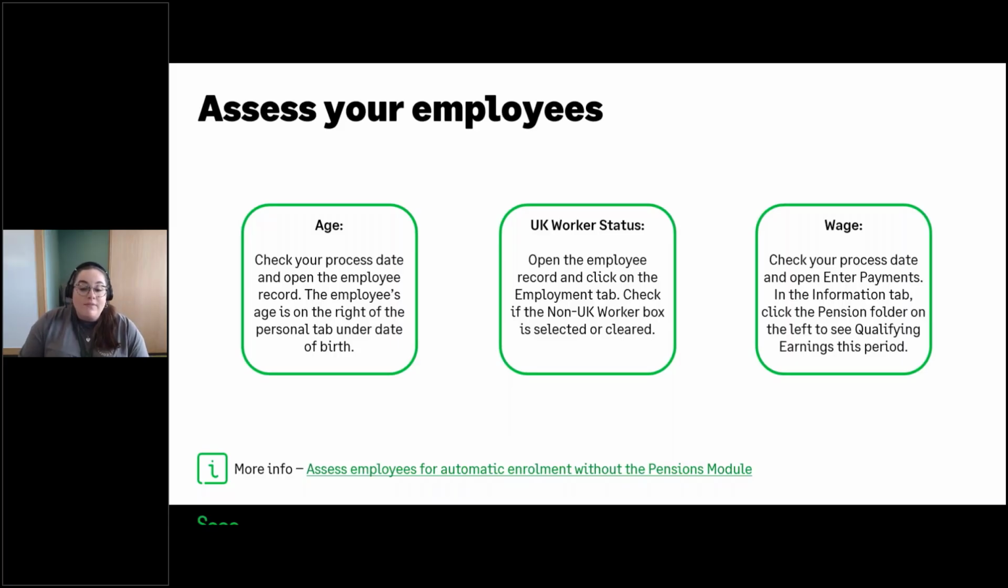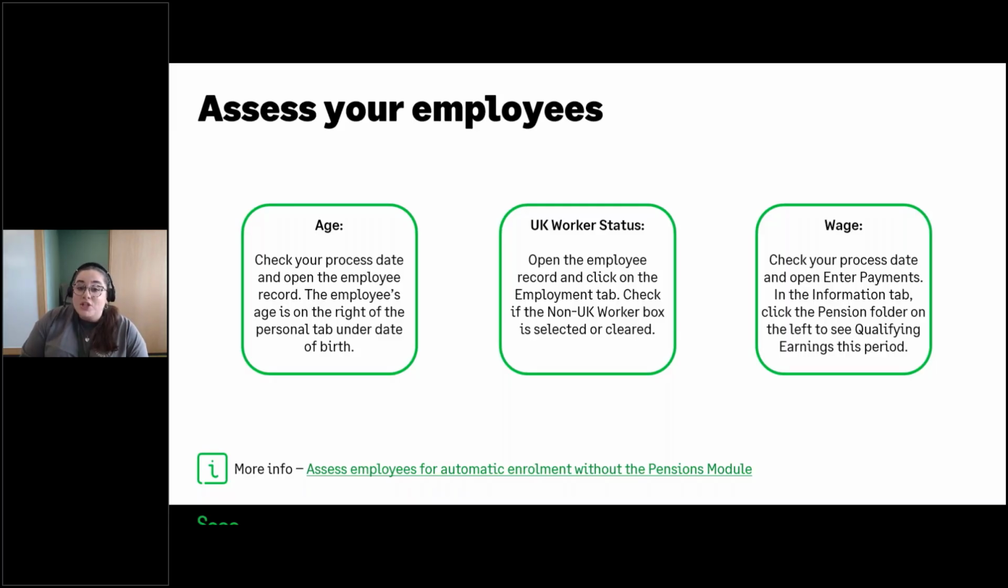If you didn't have the pensions module and you were manually assessing them, to check their age, you would just be able to check your process date. In the employee's record, you do have the age on the right-hand side of the personal tab. Same with the UK worker status, that'll be in the record as well. On the employment tab, there is a checkbox there which you can check whether it's selected or cleared.